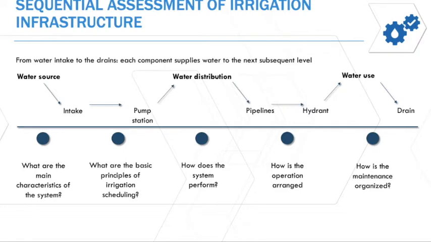The key questions and dimensions which are applied to each component, each part of the irrigation system, what we would like to investigate, are what are the main characteristics of the system, and what are the basic principles of irrigation scheduling, whether it is rotational, volume-based, crop demand-based, or any other. Also, how does the system perform in terms of how the proposed system part achieves its objective? For example, is the pump station sized properly to provide sufficient water in peak period?